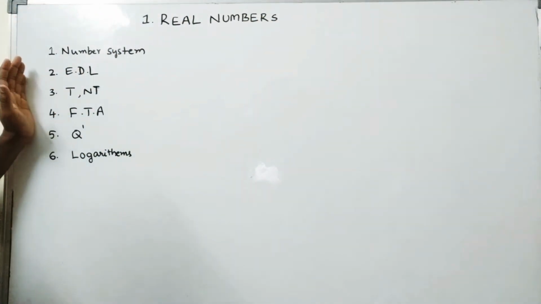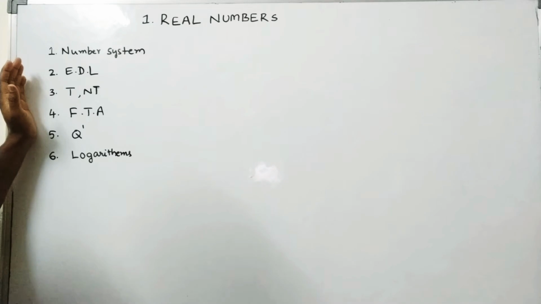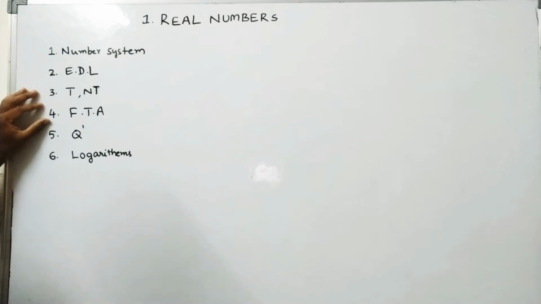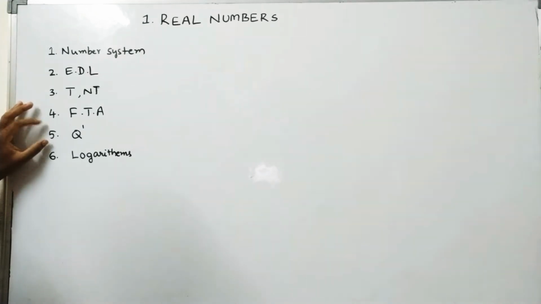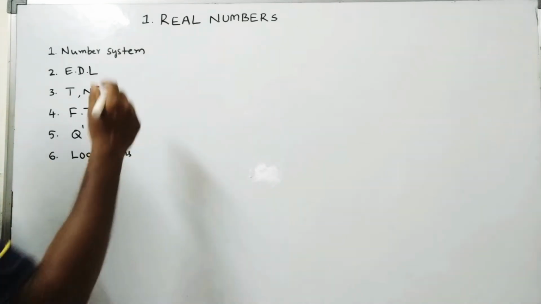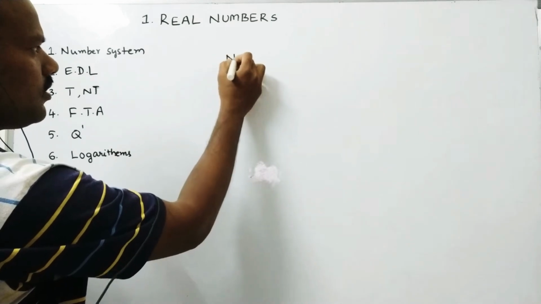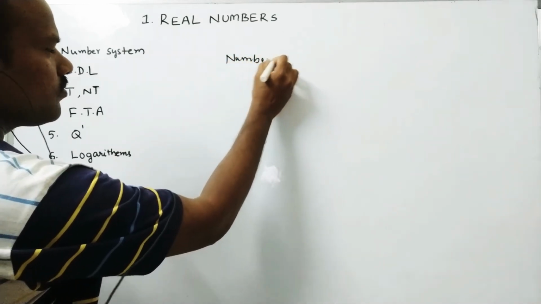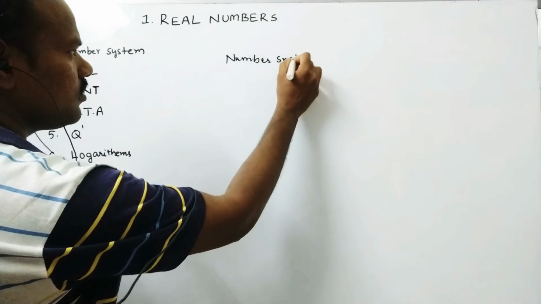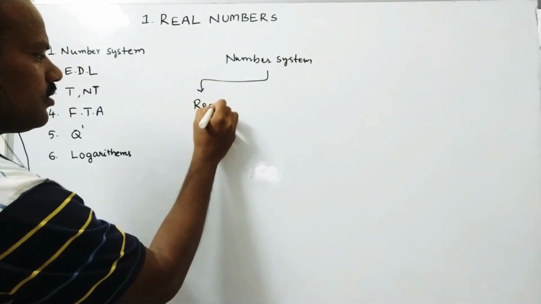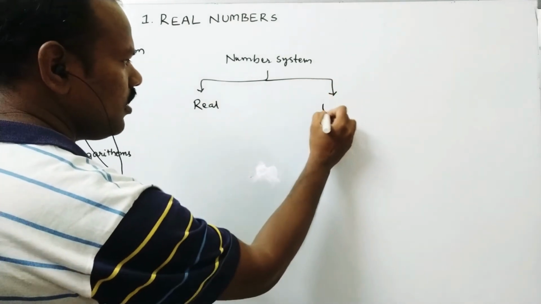In this chapter, you have to know what the number system is, as well as Euclid's division lemma, terminating or non-terminating decimals, the fundamental theorem of arithmetic, proving that numbers are irrational, and logarithms. Now let us see what we mean by number system. Actually, numbers are basically of two types: real numbers and unreal numbers.